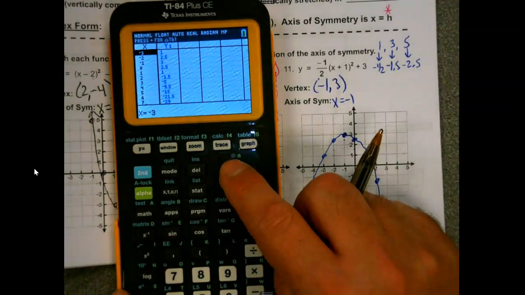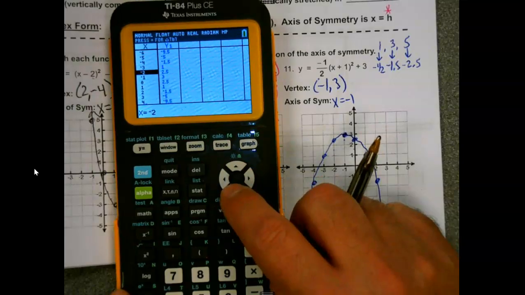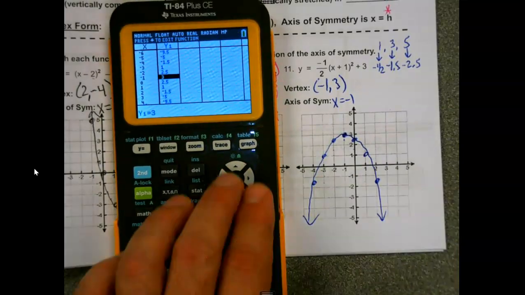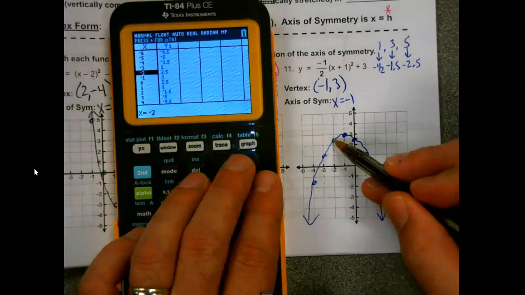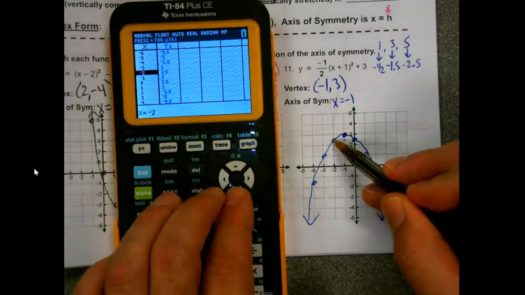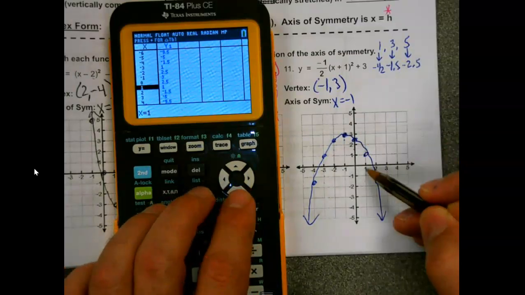So there's my vertex. My vertex is at (-1, 3). Okay, there it is. So we did that right. Check it out: (-2, 2.5). There it is. Okay, (0, 2.5). There it is. (1, 1).